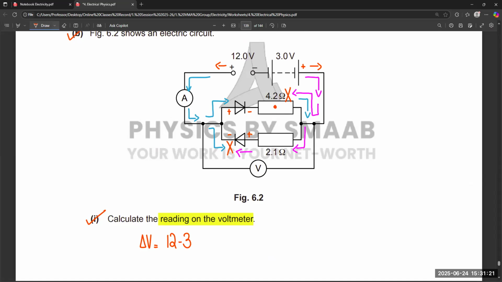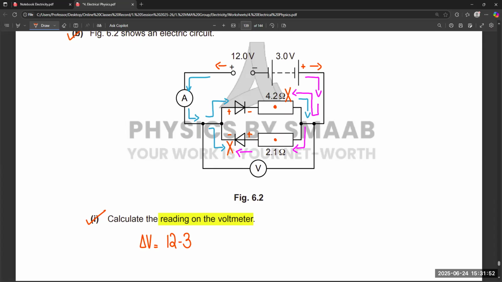Now, just like the first part, 12 minus 3, the same resistor also follows the same pattern, but the problem is that 3 volt is smaller than 12, right? So it cannot overcome 12 volt. 12 volt is greater than 3. That's why 12 minus 3 gives you 9 volt resultant voltage. But 3 is smaller than 12, so 3 minus 12 means minus 9 volt.